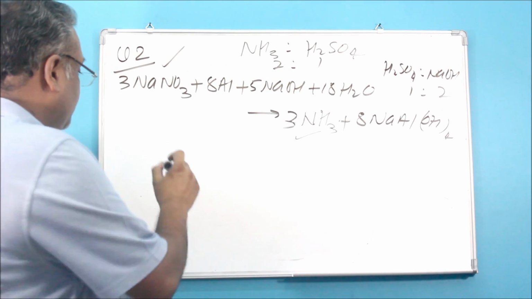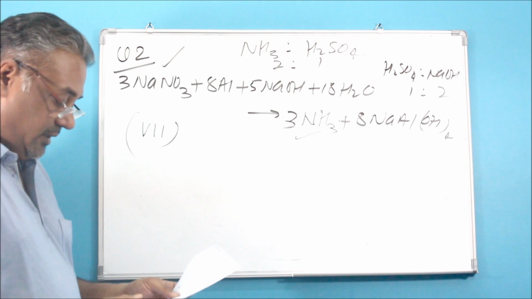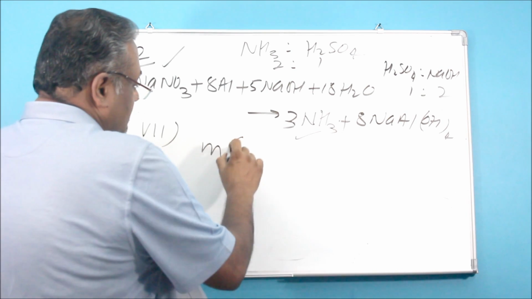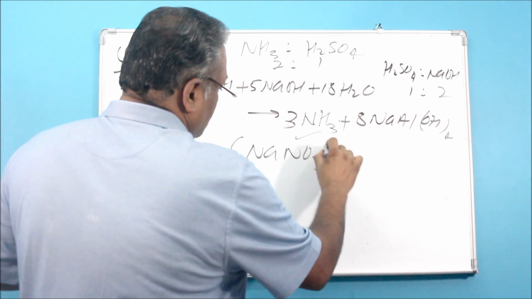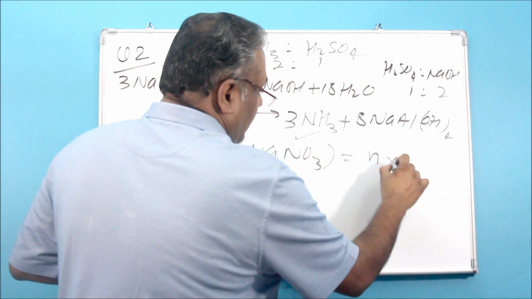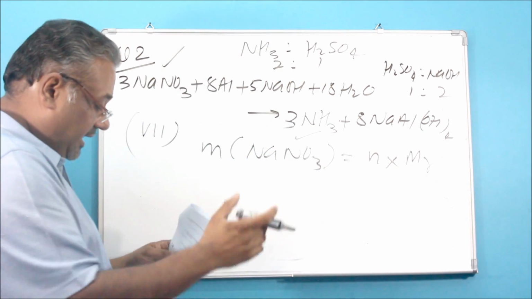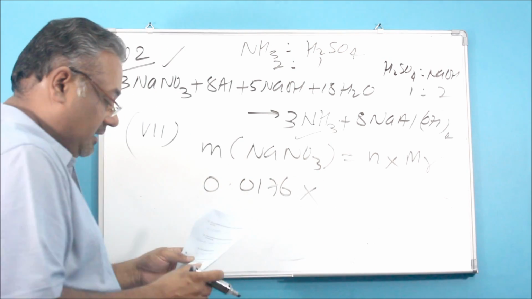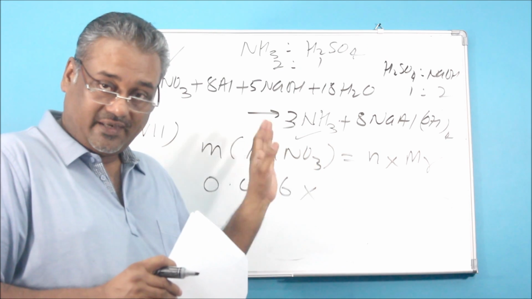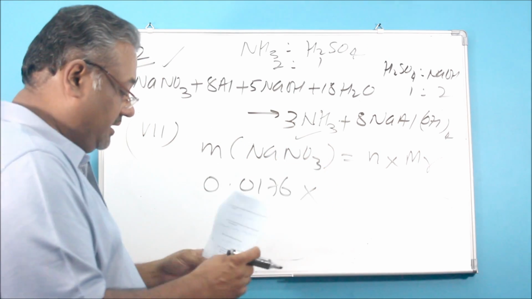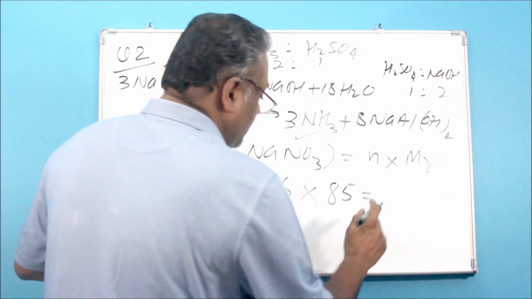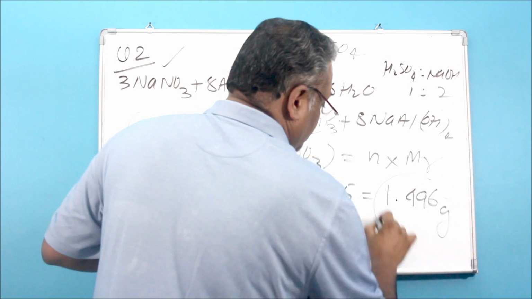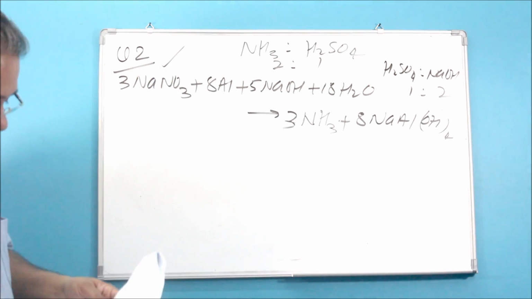For part 7 of this question, the question says, find the mass of NaNO3. Now, to find the mass of any compound, you use the formula moles times Mr. I have the moles from the previous question, which is 0.0176. And I can use my periodic table to find out the Mr of NaNO3, and that works out to be 85. So the final answer becomes 1.496 grams. That's how we figure the mass out.